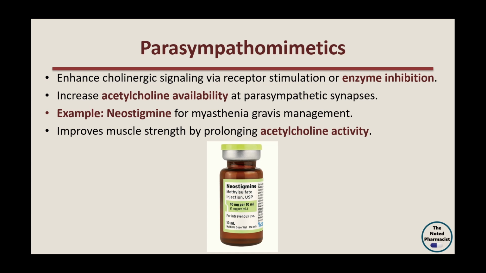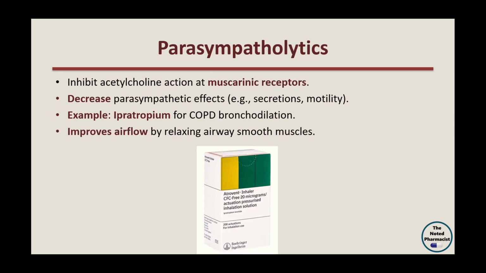secretion. An example is neostigmine, a reversible acetylcholinesterase inhibitor used in the management of myasthenia gravis, a condition marked by muscle weakness due to impaired neuromuscular transmission. Neostigmine improves muscle strength by prolonging acetylcholine activity at neuromuscular junctions. Lastly, we want to look at parasympatholytics.